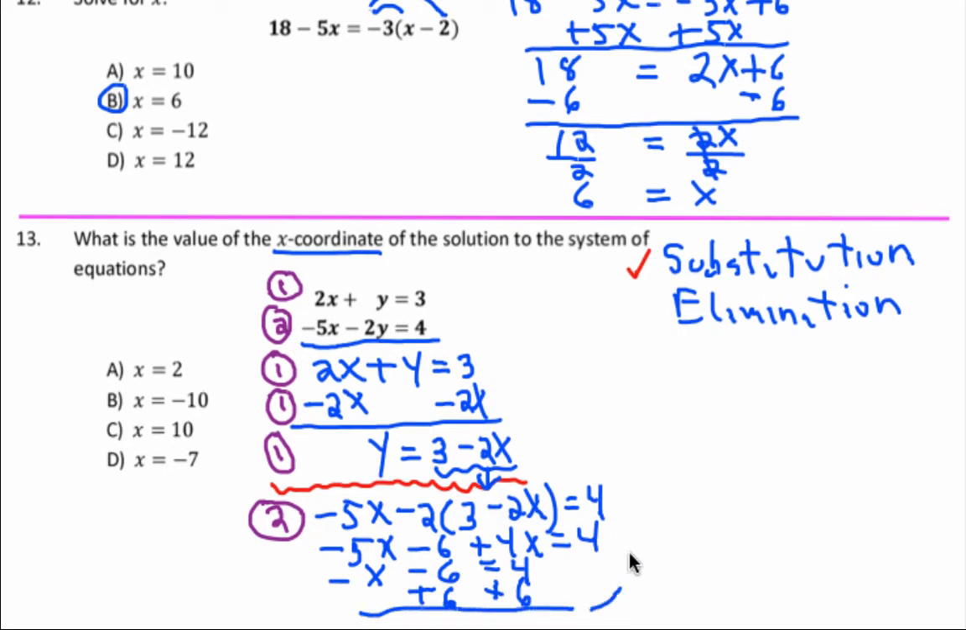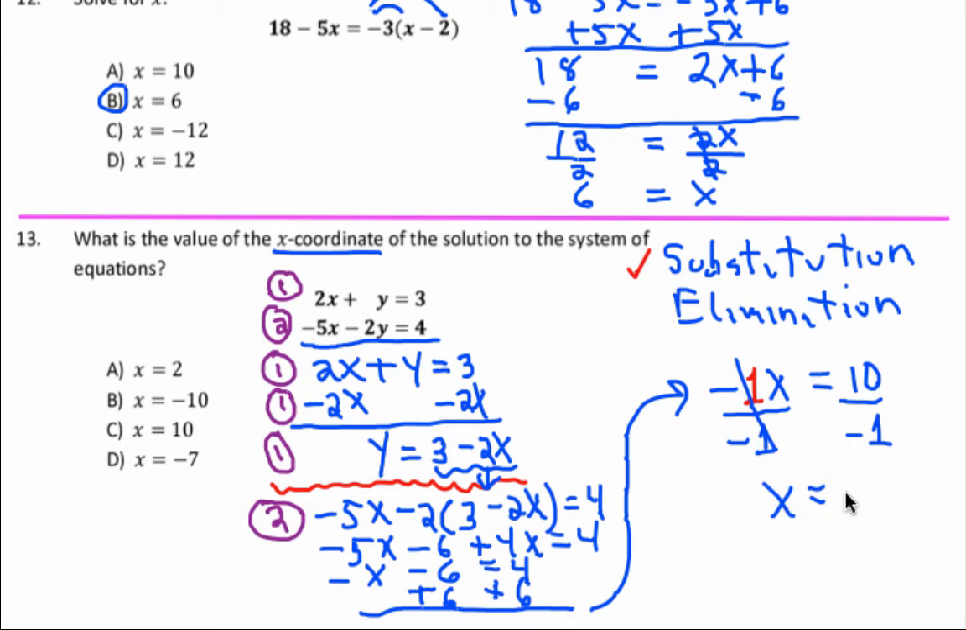I'll finish the problem over here. So that will give me negative x. When you don't see a coefficient, it's assumed to be 1, equals 4 plus 6 is 10. We'll divide both sides by negative 1, since we don't want negative 1x, we want 1x or x. And the result will be x equals negative 10, which is choice B.